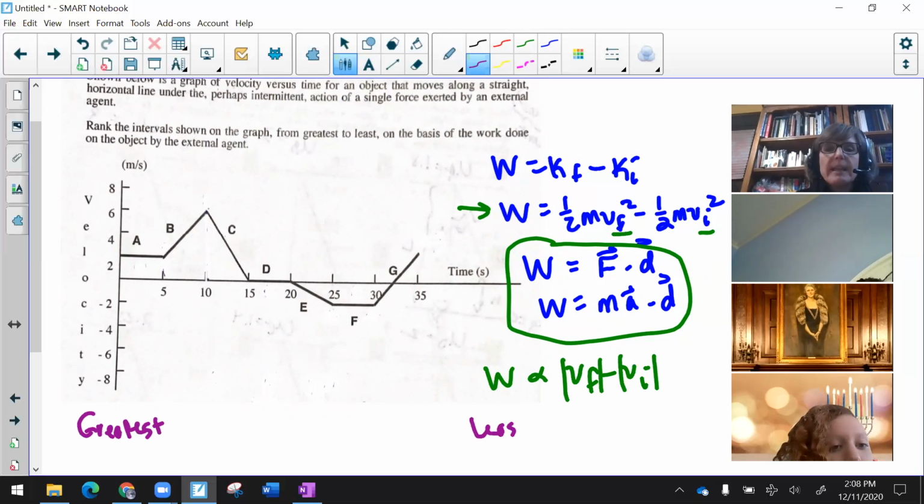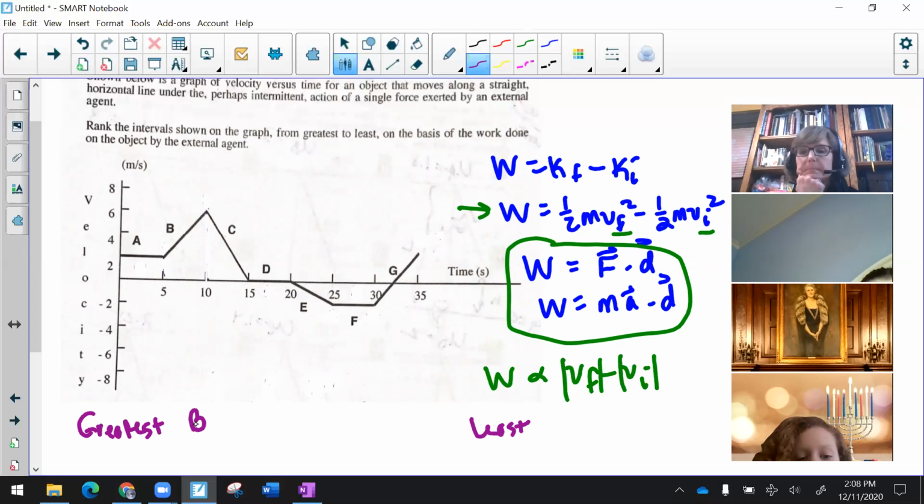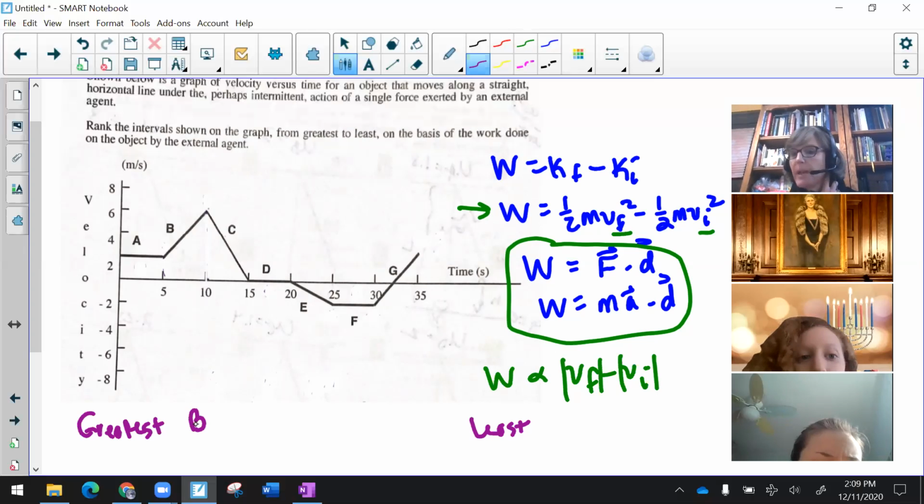Okay. So let's see. Fiona thought that B was the greatest. What did other people think? I also said B. Okay. Lauren, is that what you got too? Yes. Okay. And then what comes next? I did G as my second value. Okay. What do other people think? Okay, Lauren agrees with G.